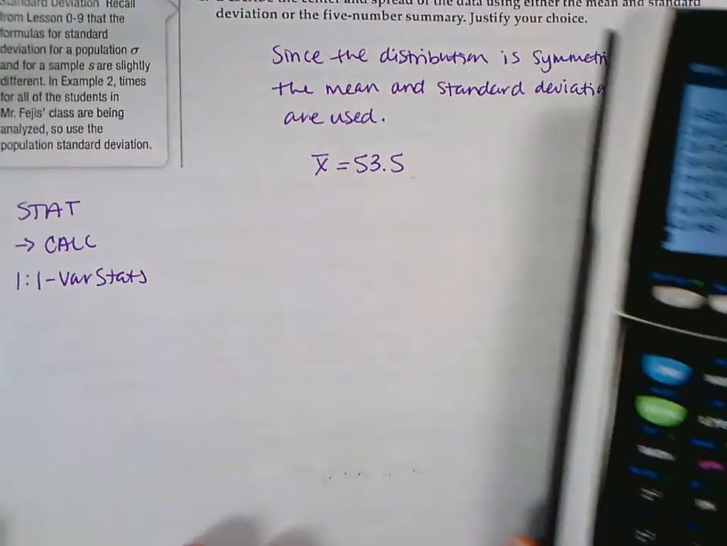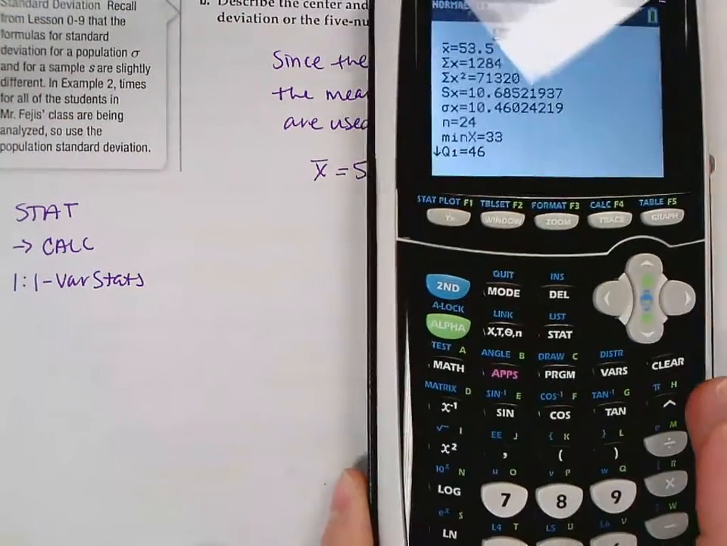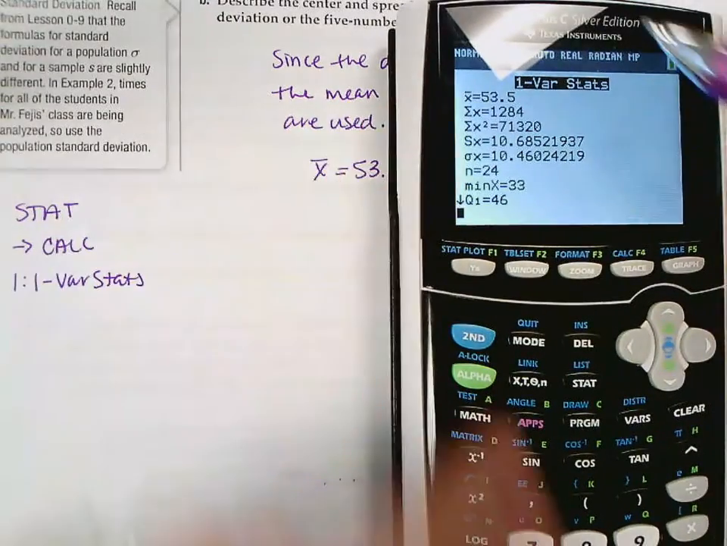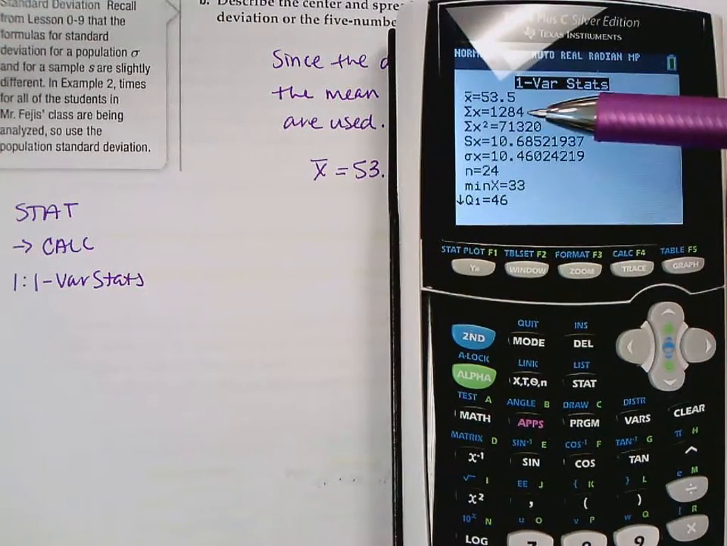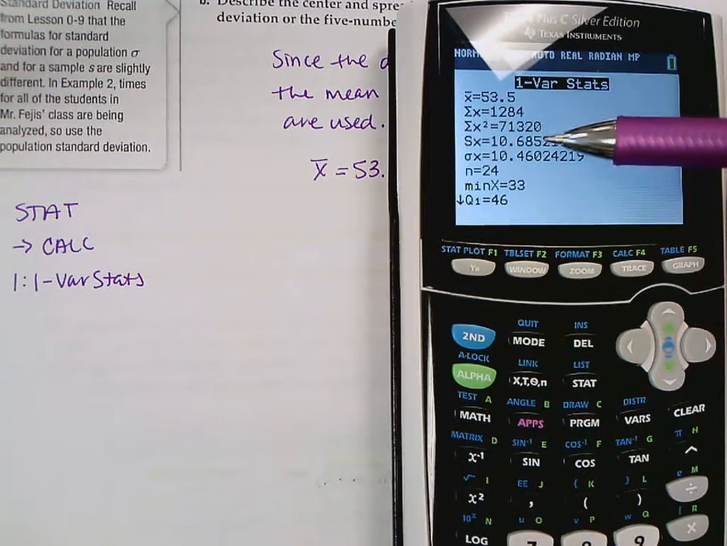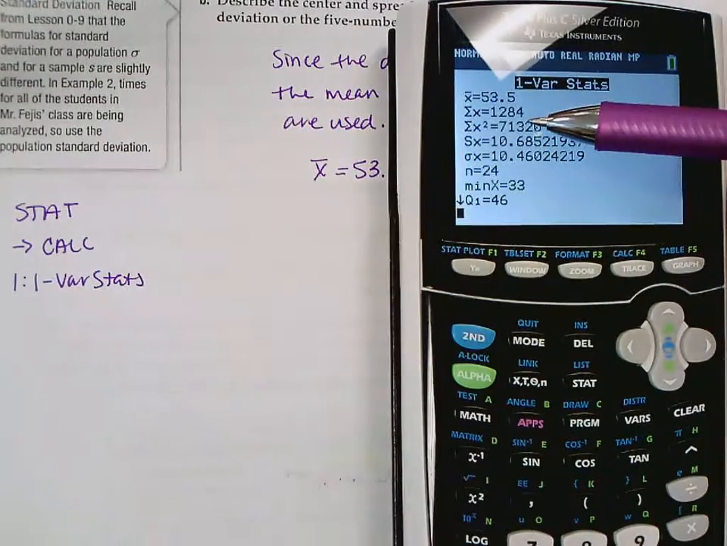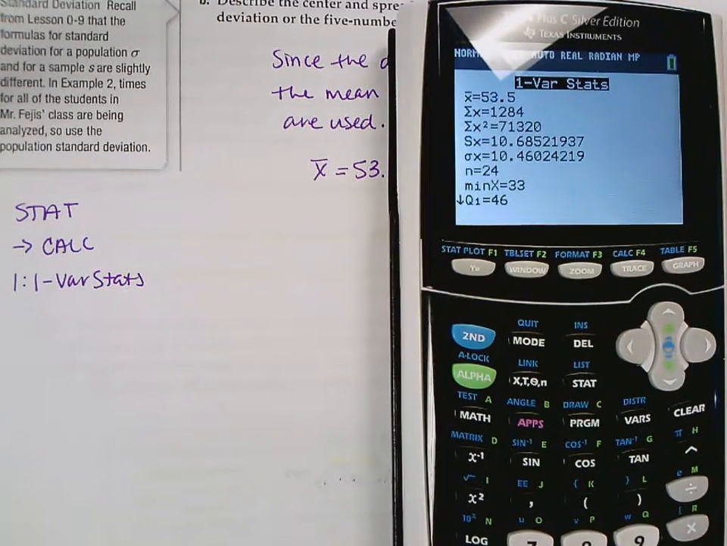And then we need to find the standard deviation, but I'm also going to show you what the rest of the values represent. So these next two, the second and third, you won't have to worry about. The second one, all that is, it's the sum of all of the values. If you added all 24 together, you get 1284. The third one is if you squared all the values and added them together, that's what you get. So we don't need those for our purposes.